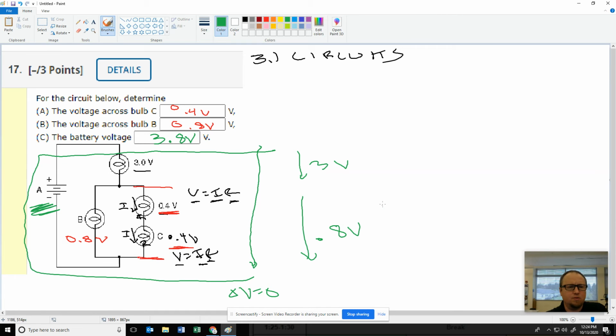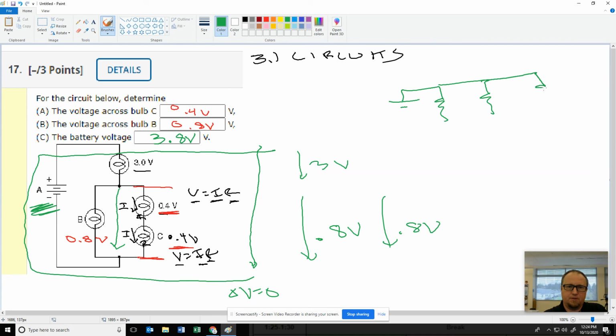Notice that I did not do 0.8 plus 0.8 plus 3. Instead, this potential here is the same, and so it's still just dropping 0.8 across those. So with parallel, here's another example just to support that.